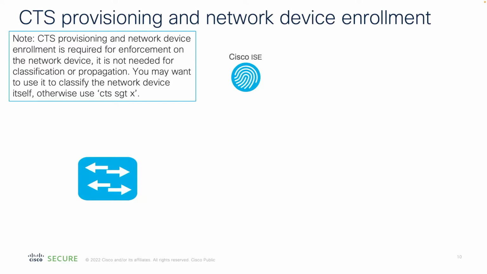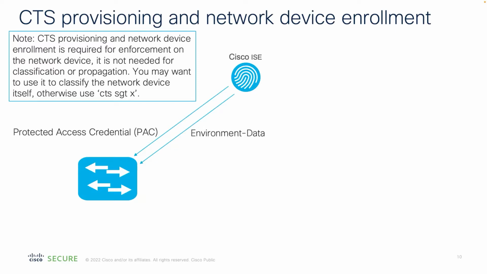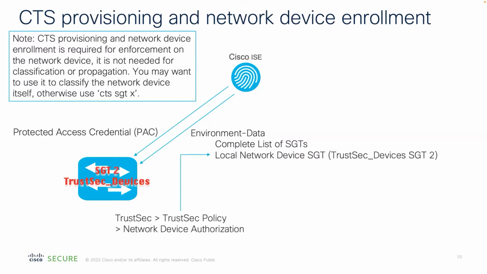But if you're going to go through the full provisioning, what that means is we download a protected access credential from ISE down to the network device. A PAC is used for EAP-FAST for the TrustSec communications between the device and ISE. And then we download the environment data. So what is the environment data? Well, it's basically a complete list of all the SGTs that are in ISE. And we have this local network device SGT.